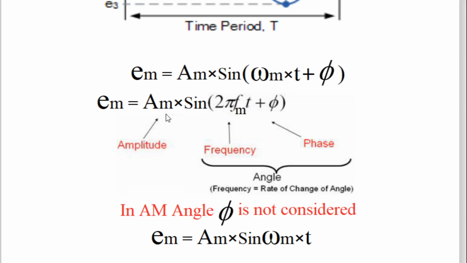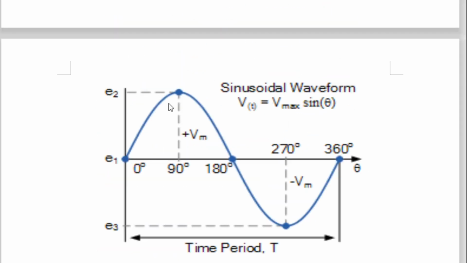Here you see Am is nothing but amplitude. Omega we have converted into 2 pi fm, and this is the angular frequency. This phi is nothing but angle, which is called phase. Angle is also called phase. This frequency along with this entire component comes as an angle. So frequency is equal to the rate of change of angle. Rate of change of angle is called frequency.